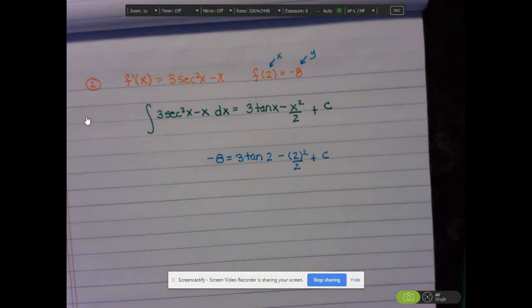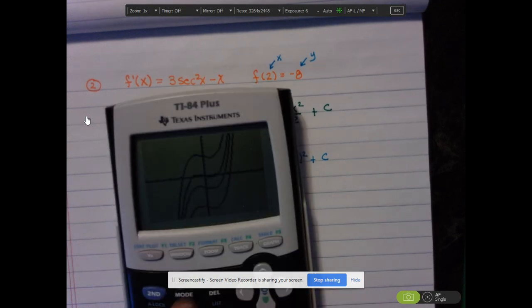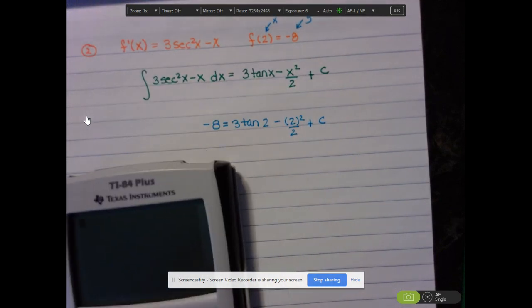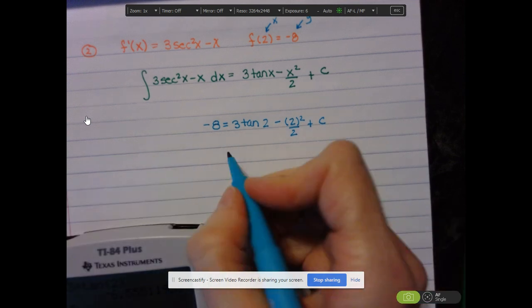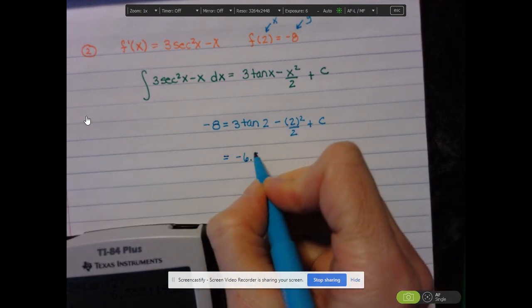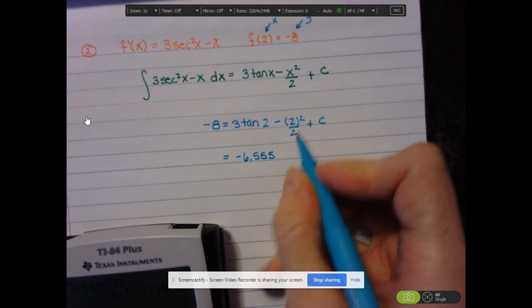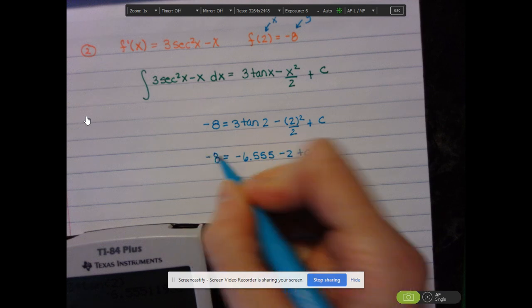I don't know about you, but I don't know the tangent of 2. So I'm going to make sure my calculator's in the right mode. Yep, I'm in the right mode. Let my calculator do a little bit of work here. So 3 times the tangent of 2 gives me that fabulous number, 5. That gets me minus 2 plus c, equals -8.